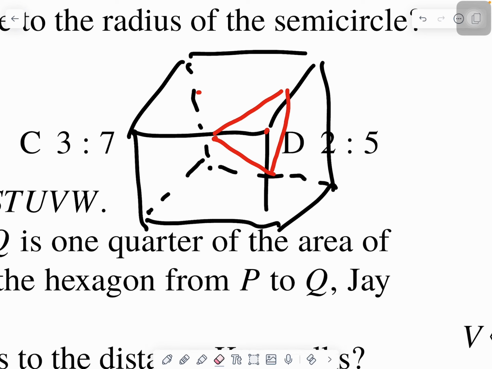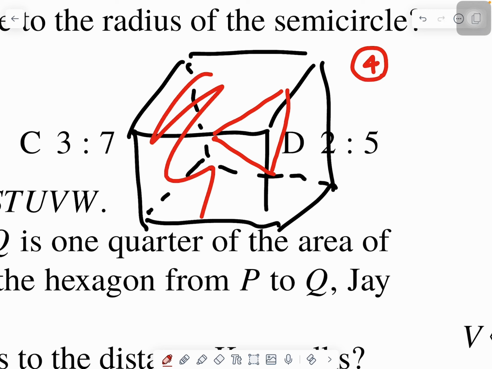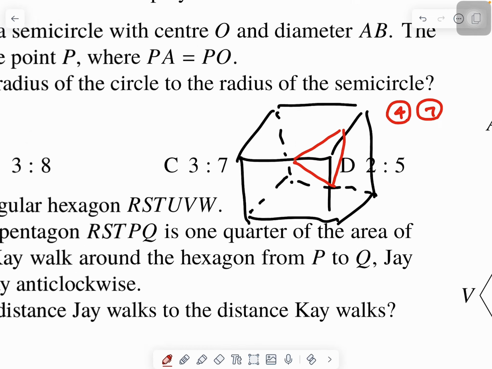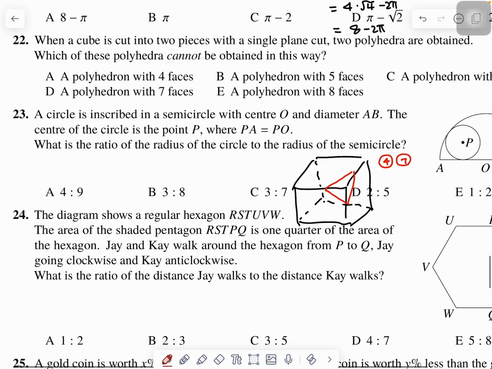Let's say this smaller solid has 4 faces. So we can make 4 faces. And the other, this larger one, has 1, 2, 3, 4, 5, 6, and plus this triangular face, which means 7. So at this moment, we can make polyhedra with 4 faces and 7 faces.